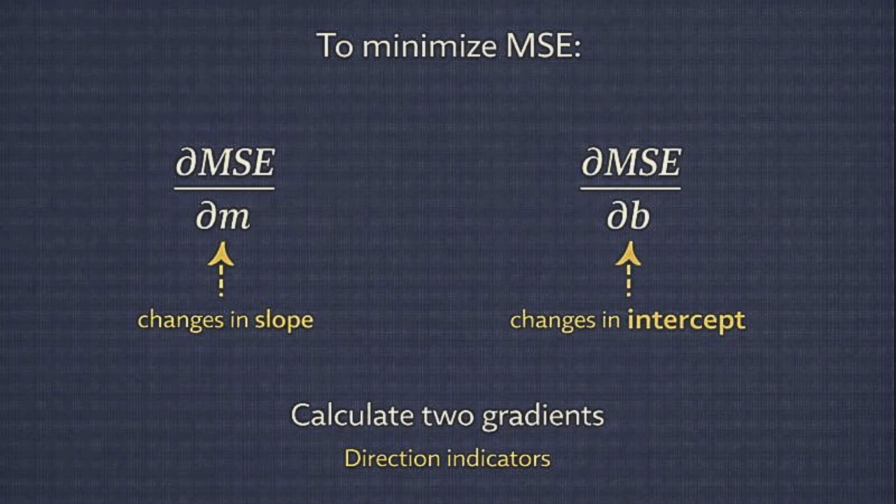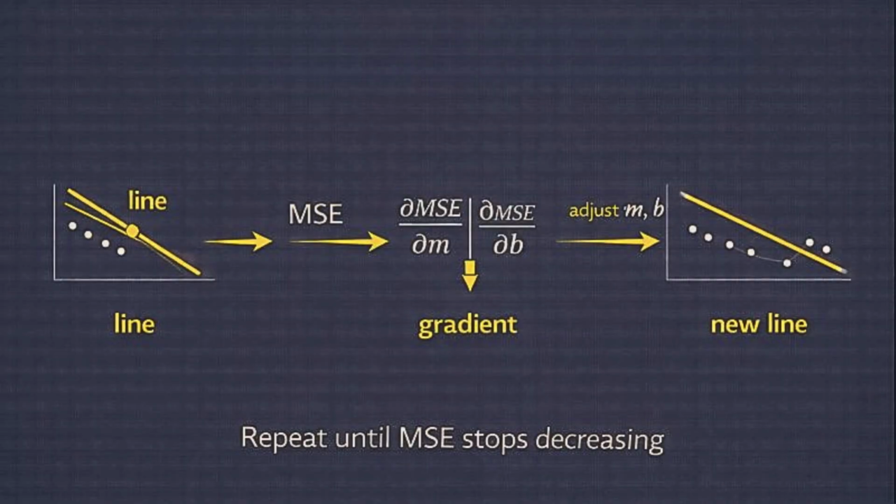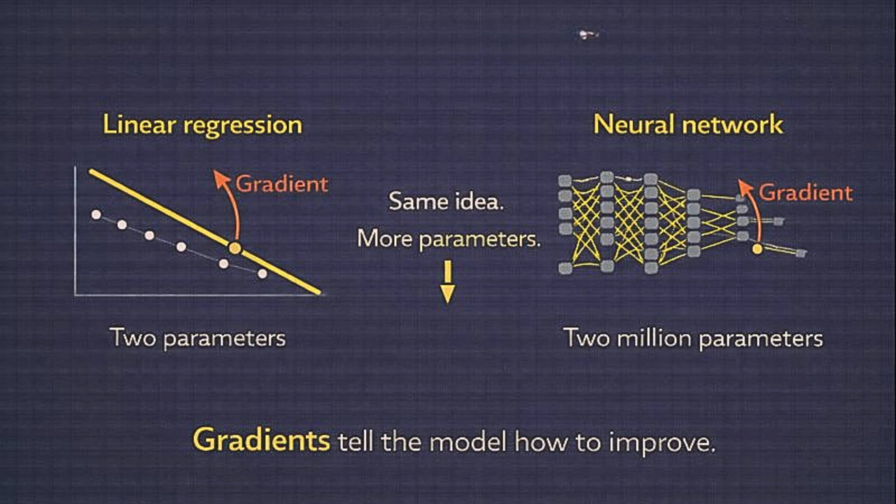You don't need to memorize these formulas. Now the process becomes very clear. Calculate the gradients, move M and B slightly in the opposite direction, recalculate MSE, repeat. This is why machine learning scales. The same idea works with 2 parameters or 2 million. Gradients tell the model exactly how to improve. In the next scene, we'll actually calculate one gradient step with real numbers and see the math behind it, so you can see learning happen on paper.